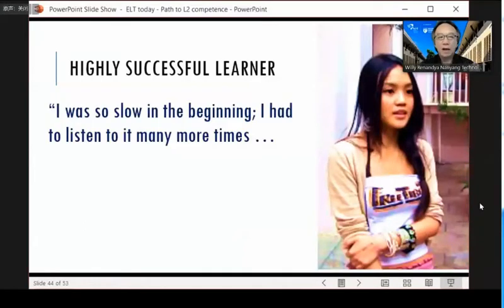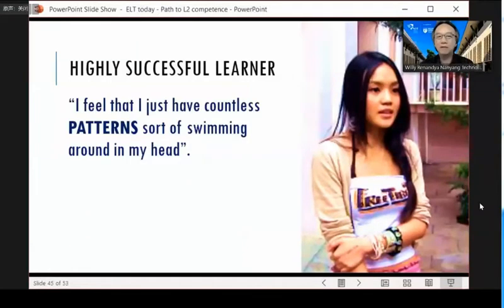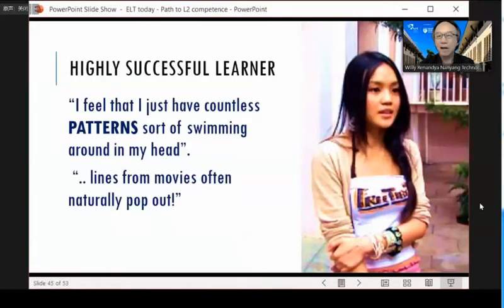Very interesting. I was slow in the beginning. I had to listen to it many more times. No big deal here, yeah? But what happens next is this. I gradually developed some feel of the language. What does this feel mean, actually? This is what she means. I feel that I just have countless numbers of patterns sort of swimming around in my head. Lines from movies often naturally pop out.